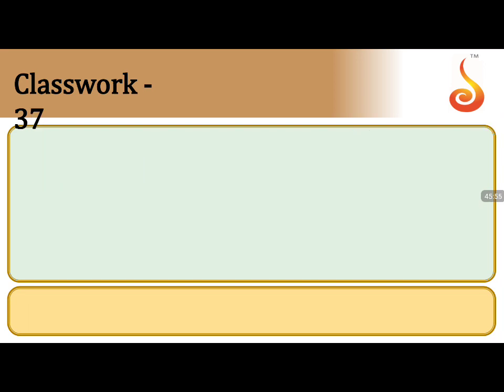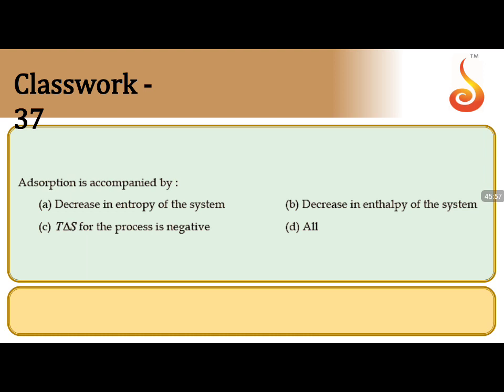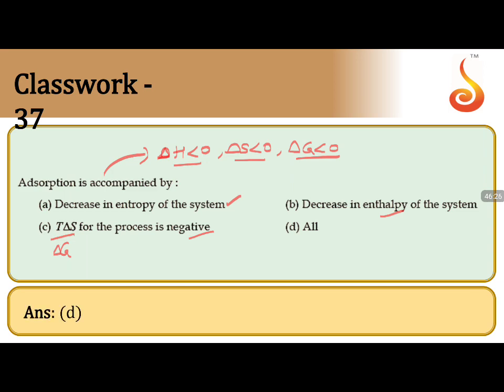Moving to the 37th question. The 37th question is: adsorption is accompanied by, in an adsorption, delta H is less than 0, delta S is less than 0, delta G is less than 0. Spontaneous, entropy decreases and exothermic reactions. This is the data we have. Decrease in entropy, correct. Decrease in enthalpy, correct. T into delta S, your delta G is negative, correct. So all are correct in this particular one. So the answer should be option D.